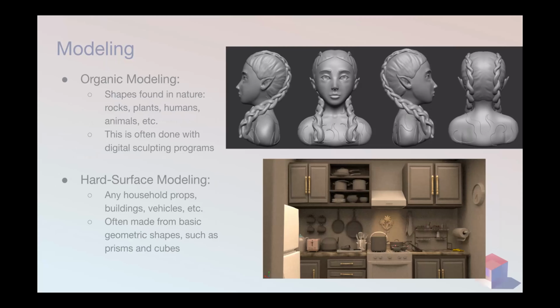And then hard surface modeling, which I kind of alluded to already, is more man-made construction stuff that has a lot of angles. So any household props, buildings, vehicles. We see this kitchen set, for example. A lot of this is going to be done in hard surface modeling because you want to make sure those edges are really clear. These are often made from basic geometric shapes like prisms and cubes.